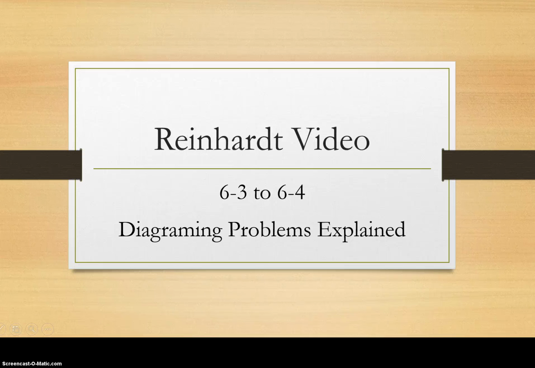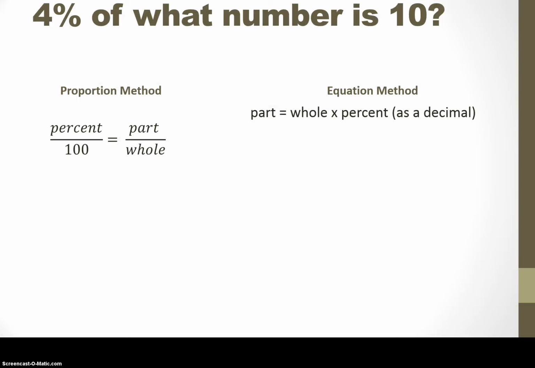Hey guys, today we're going to teach about diagramming problems using the proportion method, which is fraction bar equals fraction bar, and squiggle problems, which are just solving for a variable with an equation. To do this, you're going to need a pencil and some paper. Let's get it started. 4% of what number is 10?